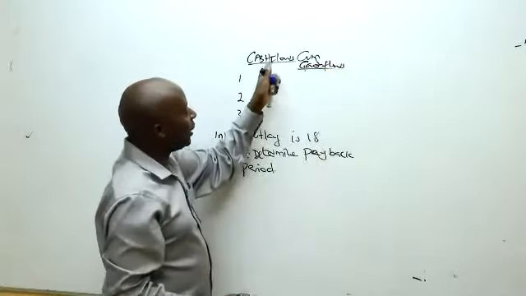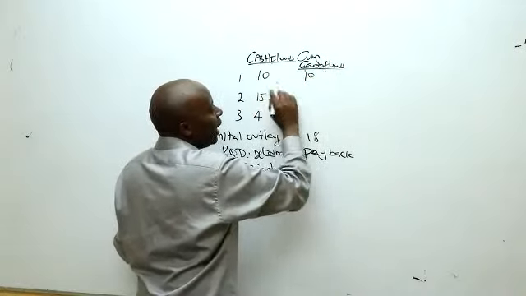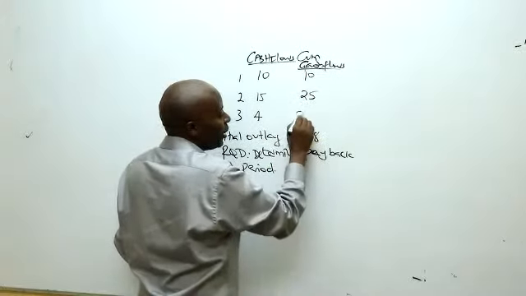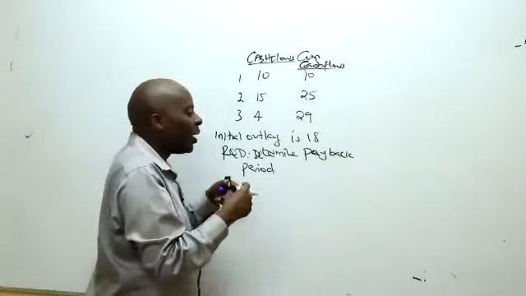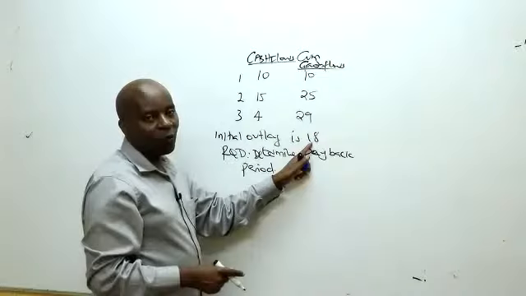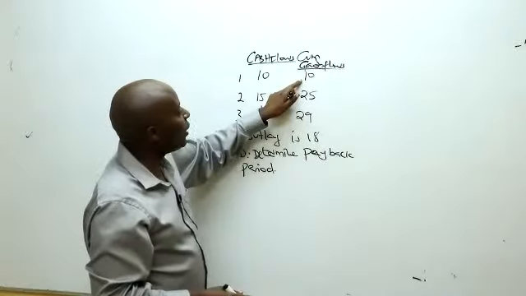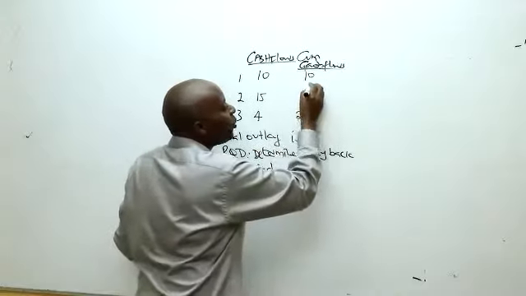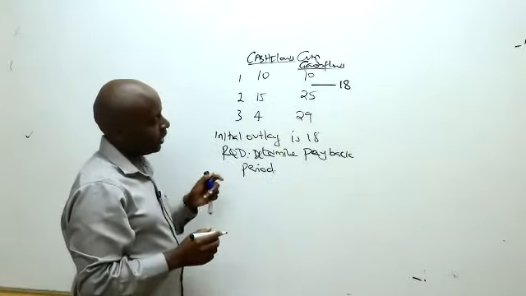So accumulate the cash flows downwards. We have 10. Add these, that gives us 25. Add this 4, which gives a total accumulated cash flow of 29. Now I want to look at how long it will take us to recover the initial outlay of 18. In the very first year, I recover 10. In the second year, I recover more, but I want exactly 18. So 18 is in between 10 and 25.